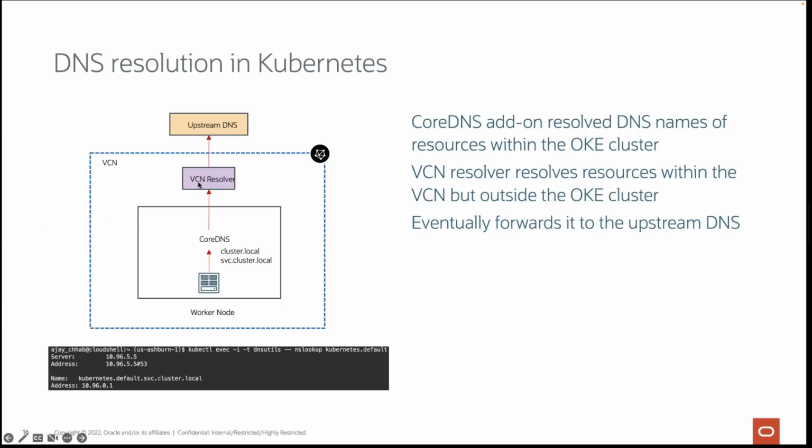That CoreDNS server, if it cannot resolve the request, will forward that request to the VCN resolver, which is typically an endpoint dedicated to resolving FQDNs inside your VCN. And eventually, if that VCN resolver cannot find anything, then it will forward that request to any upstream DNS that you have.